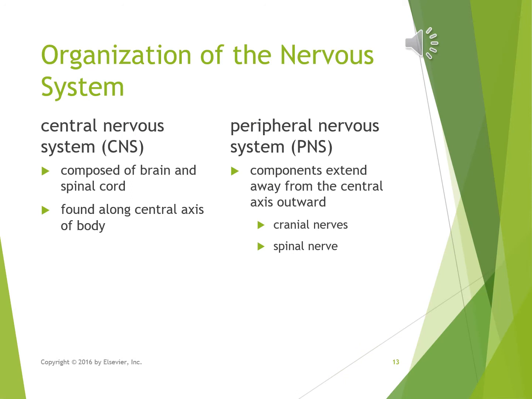The two main systems of the nervous system are the central nervous system, or the CNS, and the peripheral nervous system, or the PNS. And basically, it is right in the name where they are coming from. So the central nervous system is composed of the brain and spinal cord and found along the central axis of the body, so central nervous system. And peripheral is the components that extend away from the axis in the center, so peripheral, and they are the cranial nerves and the spinal nerves.